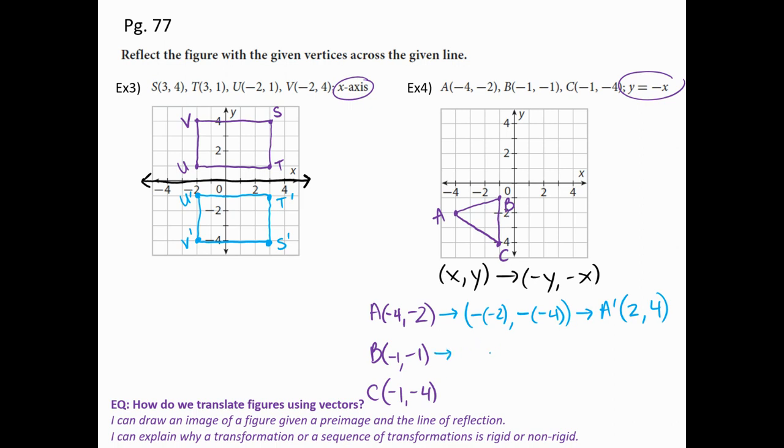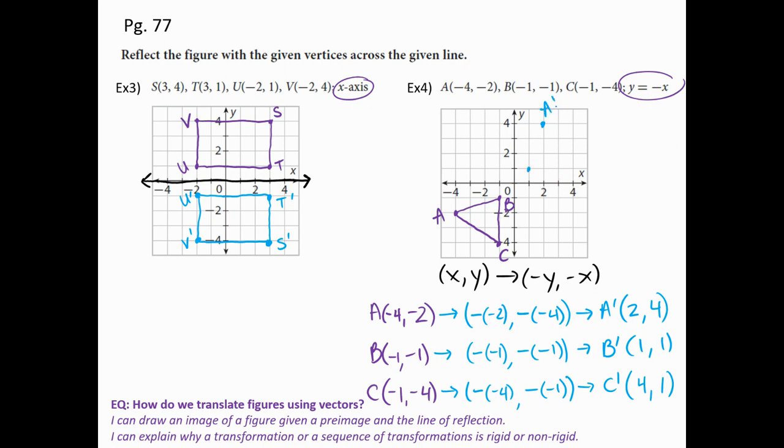Then I go to B. And this one, it's not obvious that we're changing the x and the y, but I'm going to follow the same process. Negative y, negative x, and I get B prime is at 1, 1. And then finally for the C, following the rule, it says do negative, then the y value, negative, then the x value. And so C prime, again, negative times negative gives me positives. So I have 4, 1. All right, then I'm going to go put those on the graph. So A goes to 2, 4. B goes to 1, 1.